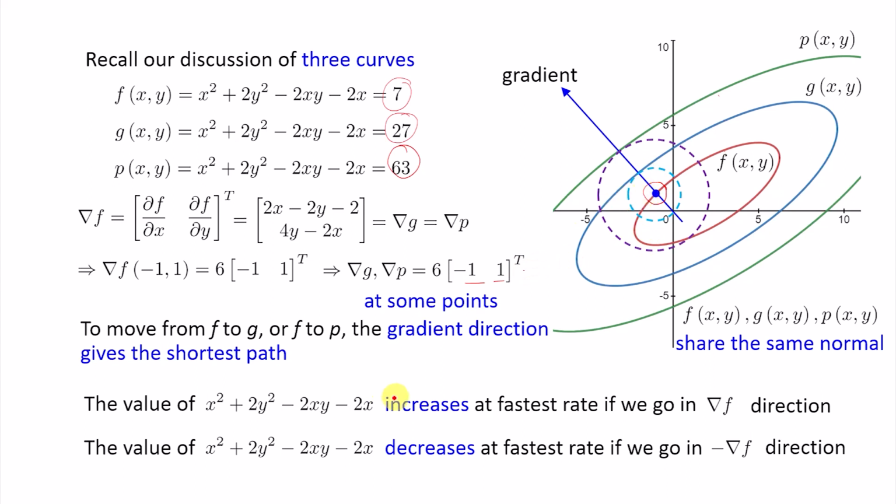And we have also discussed that if we follow this gradient direction, then the value of this x square plus 2y square minus 2xy minus 2x will increase at the fastest rate. And similarly, if we go against the gradient direction, the value of the same function will decrease at the fastest rate. Now, this is the information we will keep in mind for subsequent discussion.